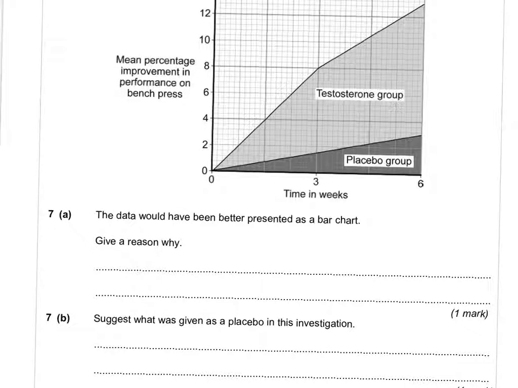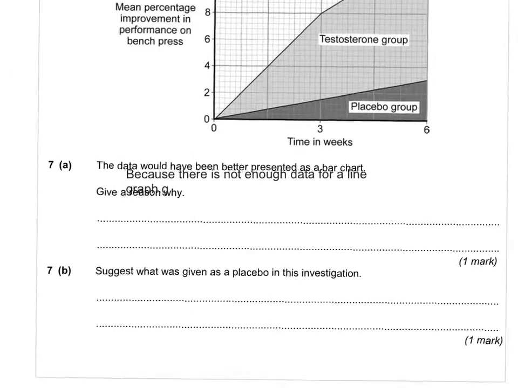And it says for the first question, the data would have been better presented as a bar chart. Give a reason why. Okay, so for this one then, it's better presented as a bar chart because there's simply not enough data for a line graph. There are a couple of other things that I would have accepted on that one. I would have accepted it if you said that it contains categoric data and not continuous data. But that was the only other thing that I would have accepted. Okay, so we move that up, and then 7b.